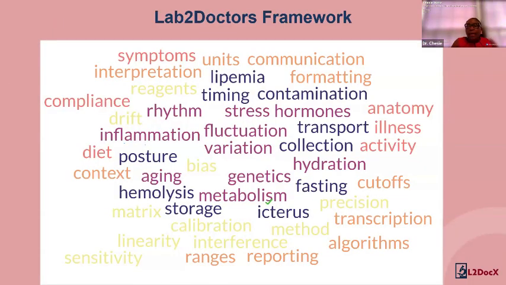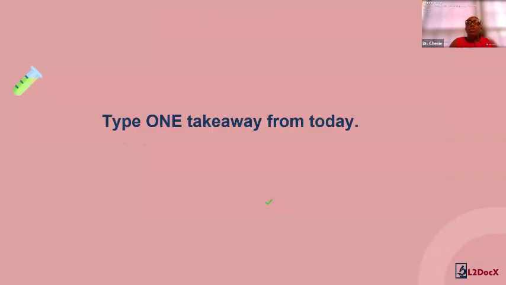So as you can see here, as medical lab directors, as consultants in pathology, we deal with a lot of words when we go into figure out why your results are not the way it was expected to be. Is it the symptoms, the units of measurement, communication? Was it miscommunicated? Was it lipemic? Is it the timing? Is it your stress hormones? Were you stressed? Is it transportation? It's a lot of things. I cannot read all of these words here. And this is just a few of the so many words that we deal with when we try to figure out what is wrong with your results.